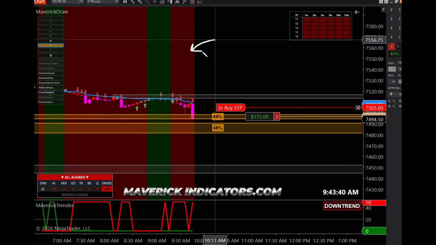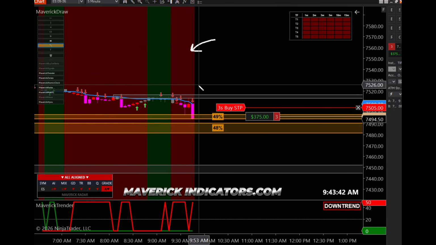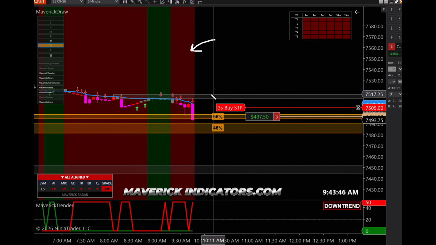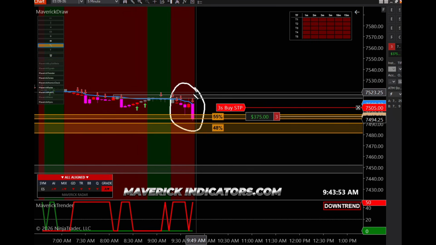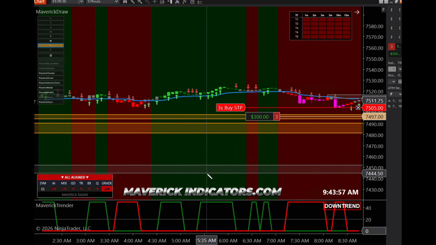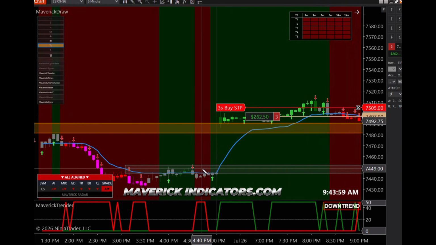So first things first, we got a red background. The bears are in control. The bears have been in control since about 9:15. Okay, it's about 9:43 now, and we've been just moving straight down. We got hot pink candles. Hot pink is your strongest downside data candle. If you see pink, it will most likely sink.